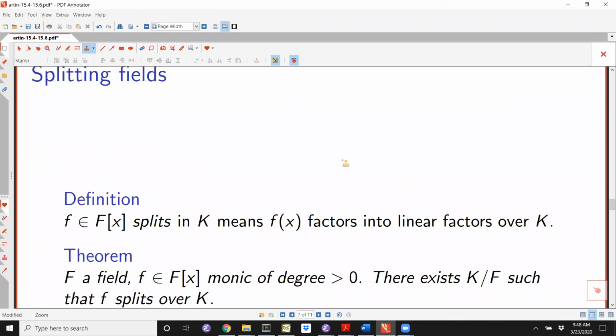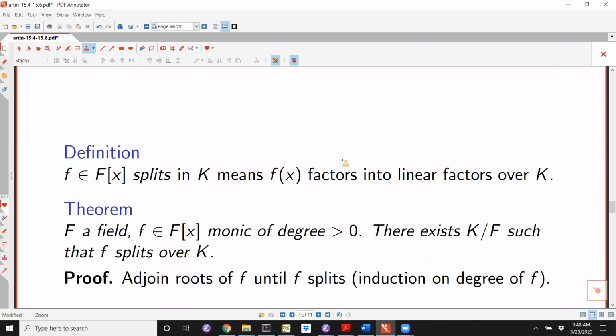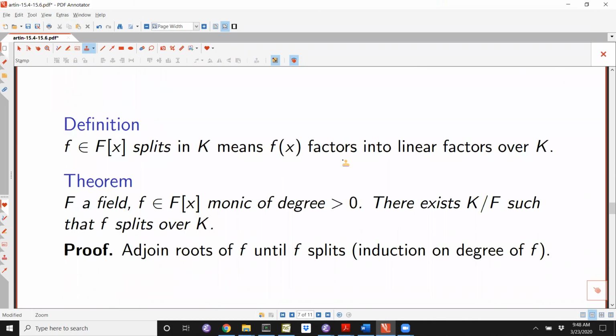Okay, so let's talk about splitting fields, and this is mainly introducing the term splitting. Splitting field we'll see later. To say that little f in big F of x splits in K means that f of x factors into linear factors over K. So to split a polynomial entirely means that you factor it into linear factors.